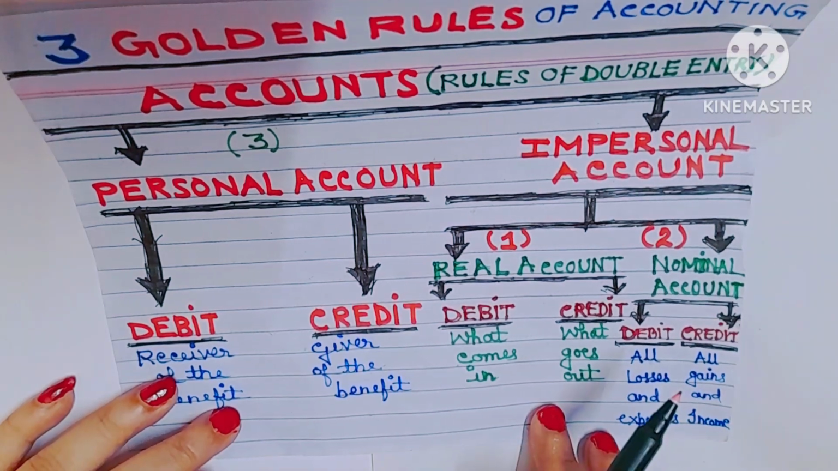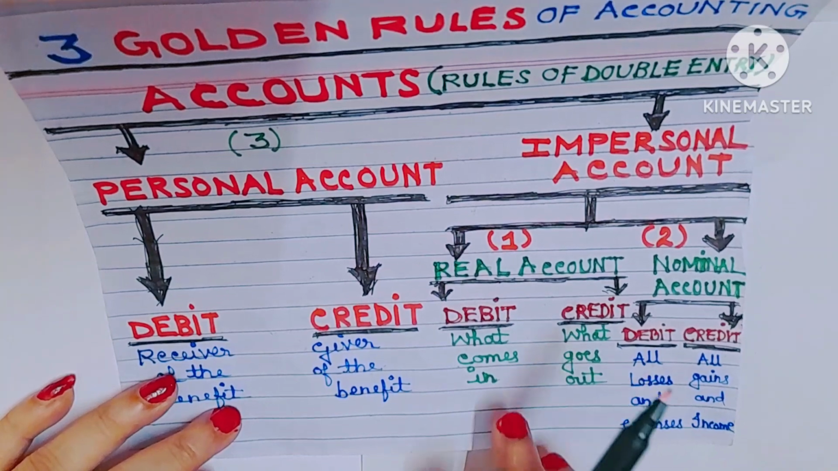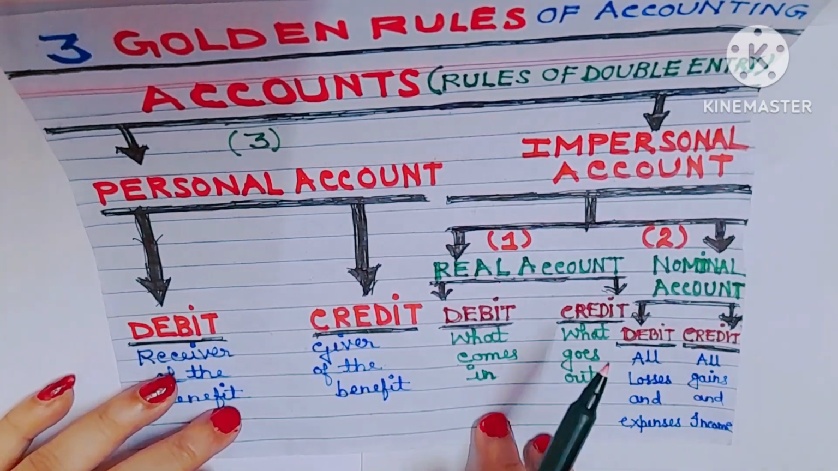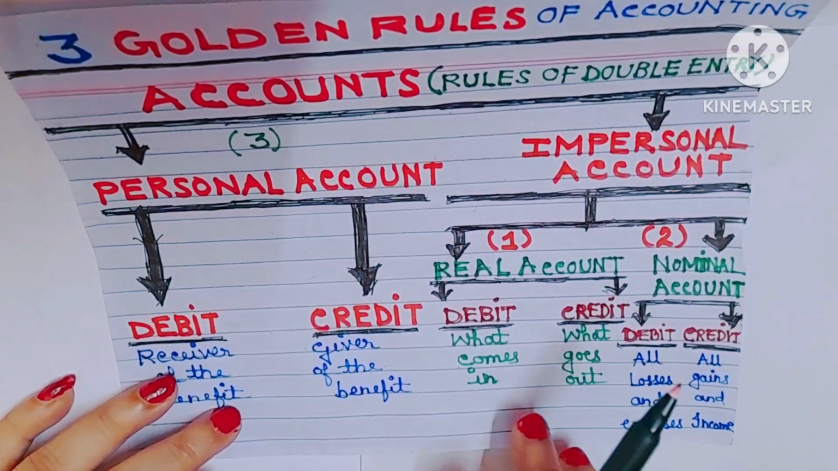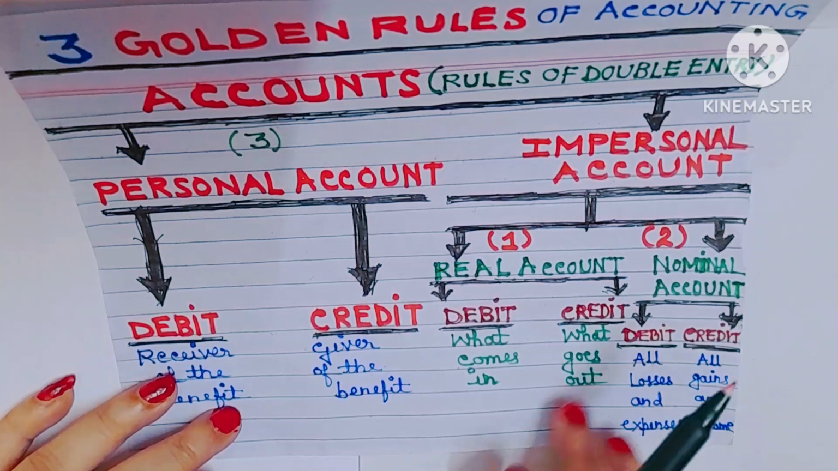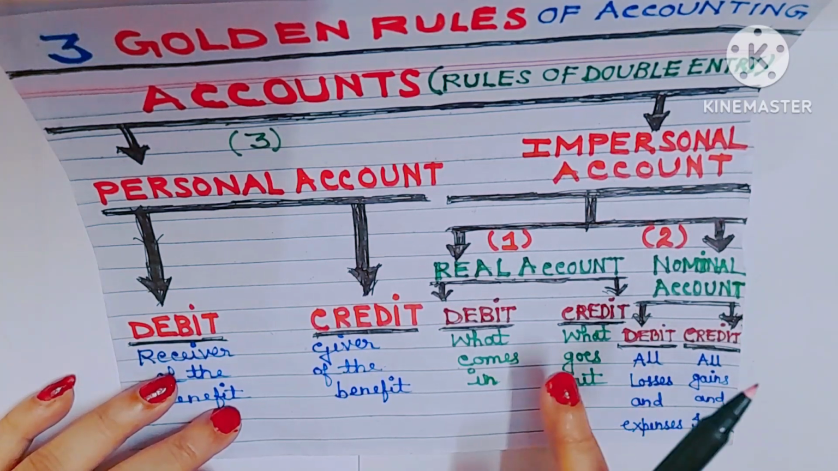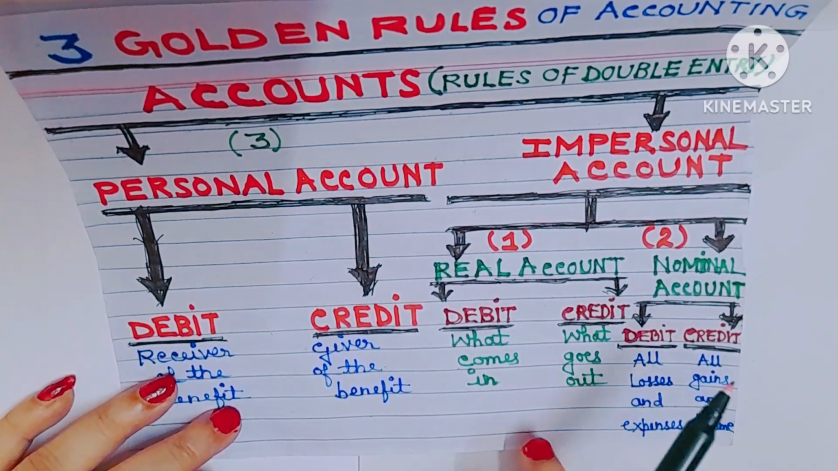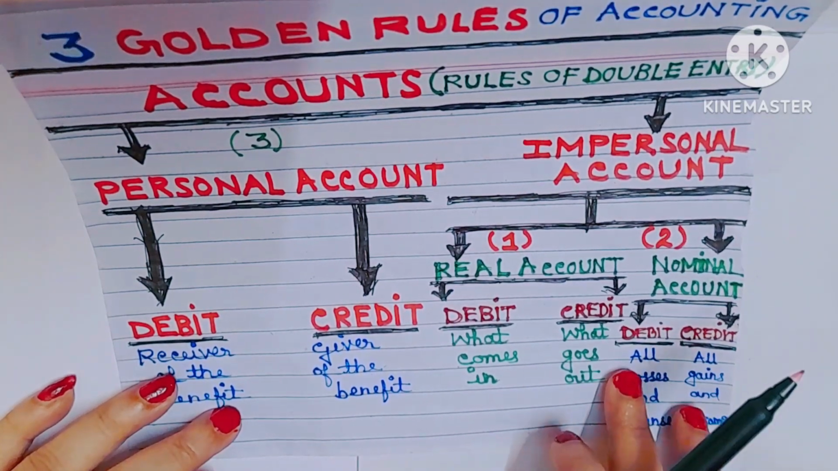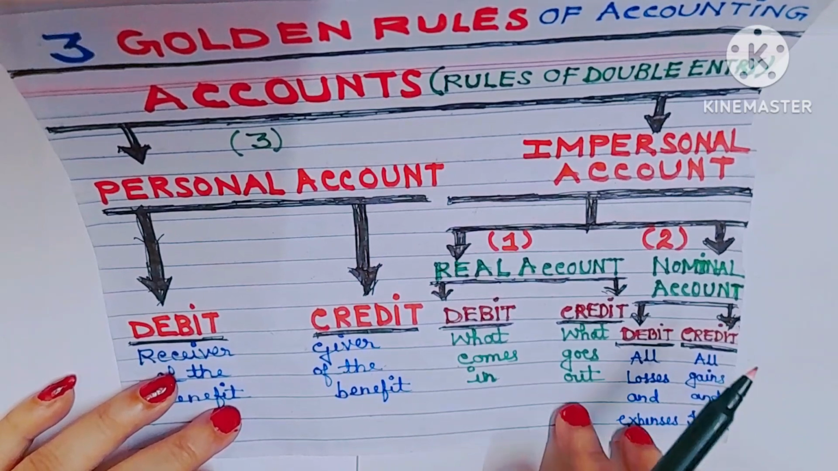Here, when Mamuni withdrew cash rupees 10,000 for personal use, always see the cash account from the point of view of the business and not from the point of view of the proprietor or the business owner, in this case Mamuni. So cash goes out from the business, and cash account comes under real account. According to the rule of real account, what goes out is credit. Understood? So cash account will be credit, and that is what we have done.